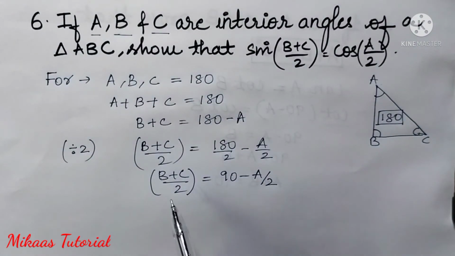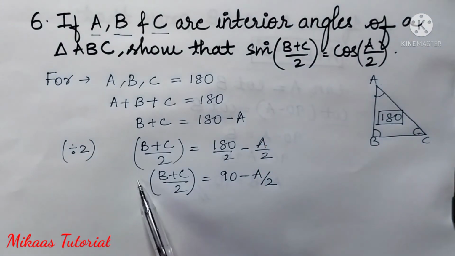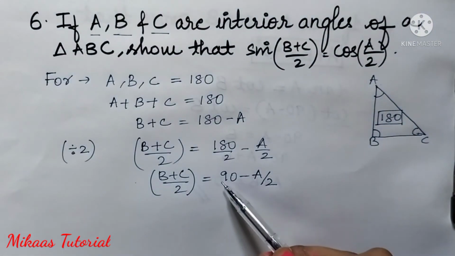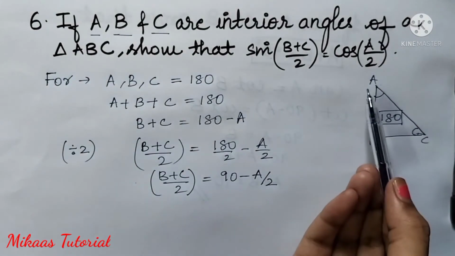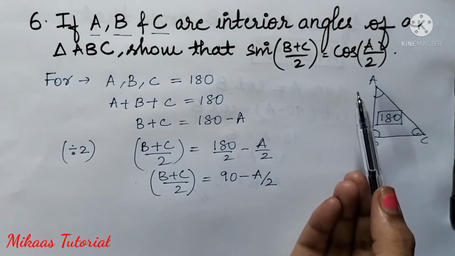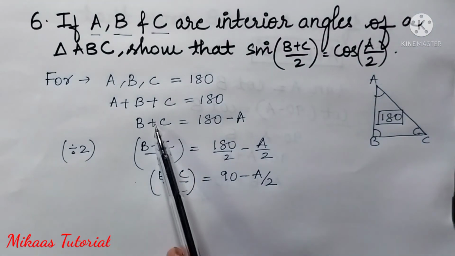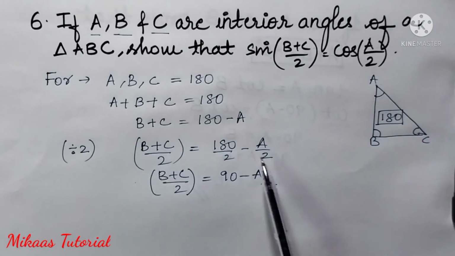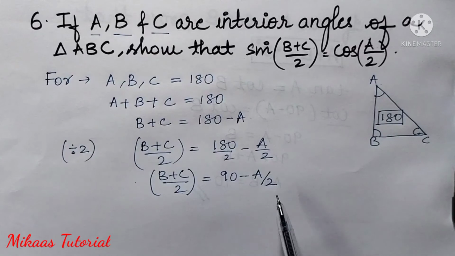Now we have to multiply both the LHS and RHS by sine. Why did I take sine? Because in the LHS we require sine, and in the RHS we require cos. I will multiply with sine only, because sin(90 minus theta) is cos theta. You need B plus C on one side and A on the other, so I took A to this side. Then you need 2 in the division, so I divided by 2. Now you have the final (B plus C) by 2 is equal to 90 minus A by 2.